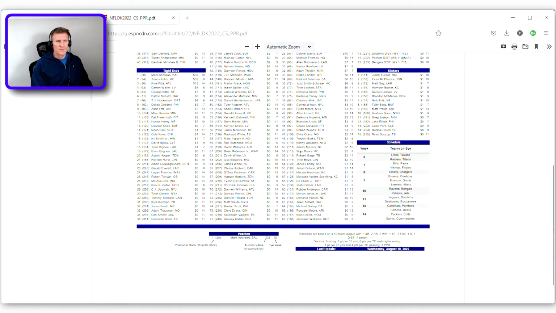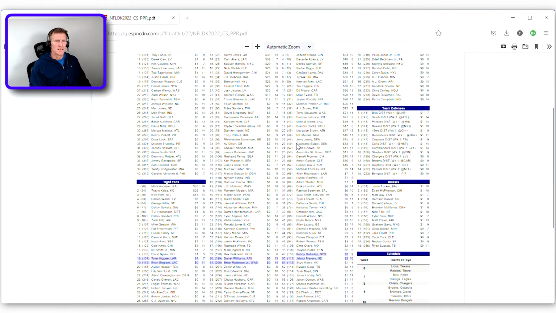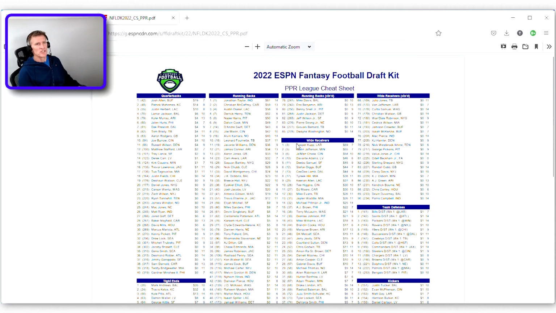So let's take a look at the cheat sheet overall. You've got Josh Allen. There's his values, and you start to ask yourself, is this a good cheat sheet or is this a bad cheat sheet? And so I don't want to keep you in suspense. This is a bad cheat sheet.